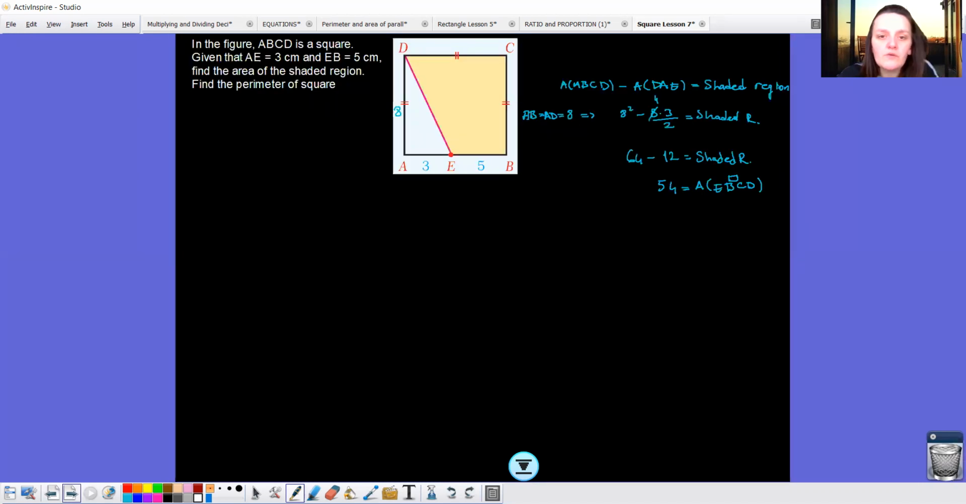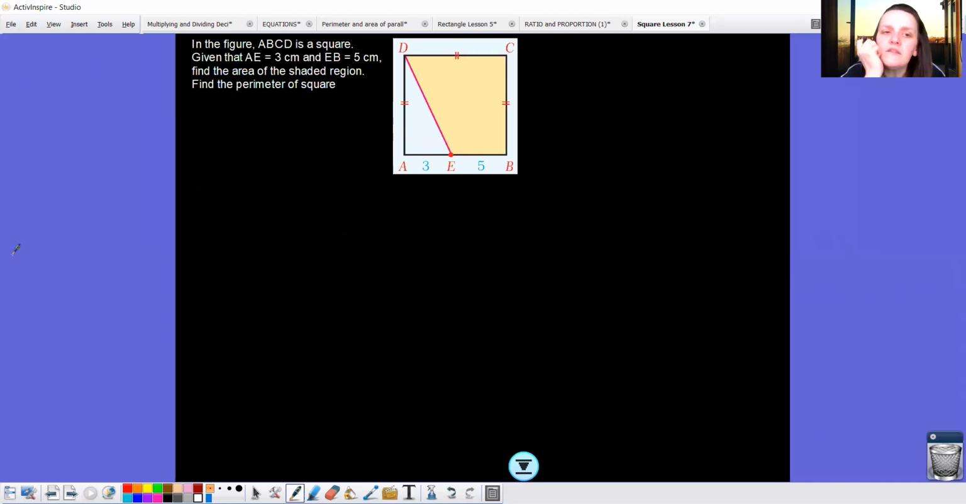Okay. Now here we have another question. In the figure, ABCD is a square, given that AE is 3 and EB is 5. Find the area of the shaded region and the perimeter of the square. So for this one, I think it's easier, teacher. Yes, we can find the area.